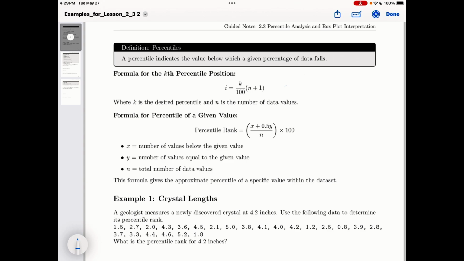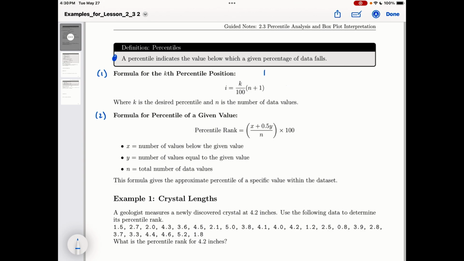So it's a rank position. It's not necessarily a percentage itself, but it tells you where you rank if you list the data values from smallest to largest. So here's the official definition: a percentile indicates the value below which a given percentage of data falls. Now we have two formulas we're going to use for this.